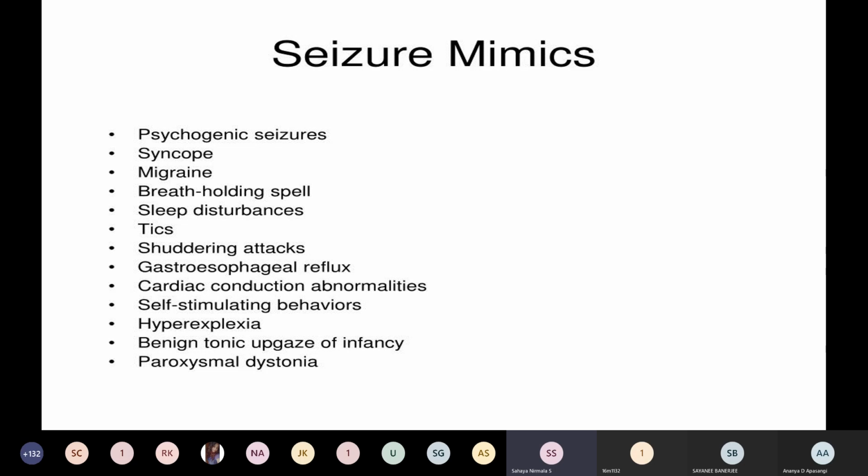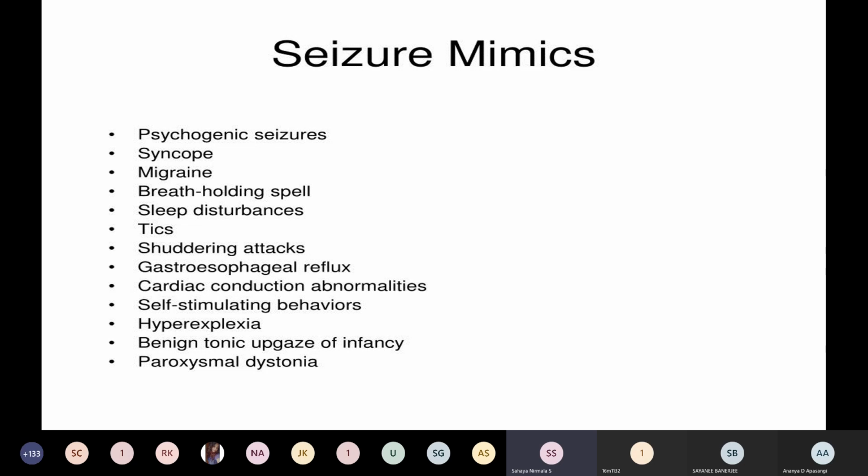Coming to migraine, one particular subtype of migraine, which we call benign paroxysmal vertigo of childhood. This is one condition which will almost mimic a seizure, and the child will be brought with the complaints of abnormal deviation of the head towards one side. This is mostly due to abnormal vestibular function. So again, a proper history and investigation will help us to differentiate between these two.